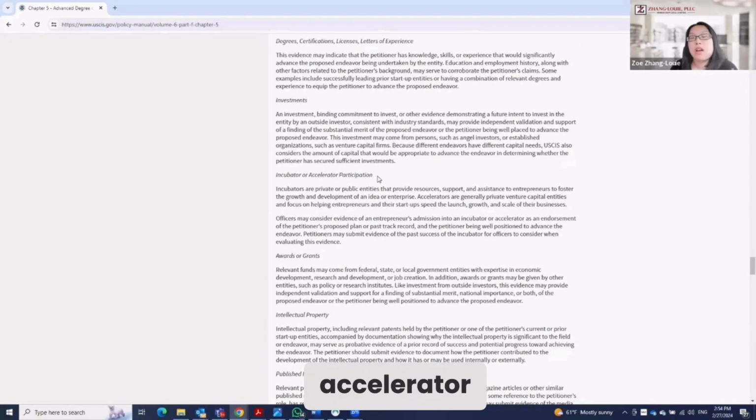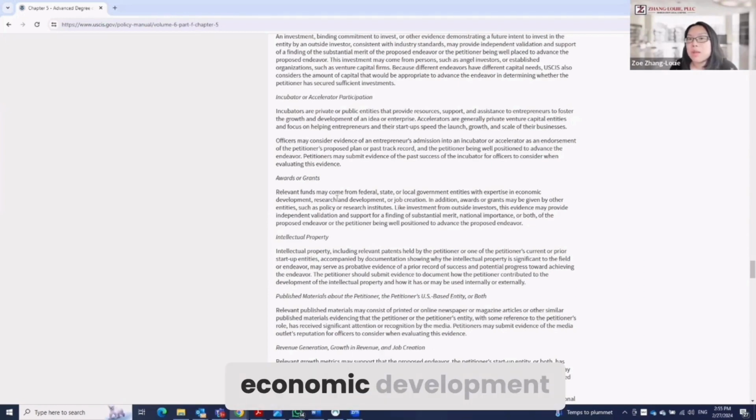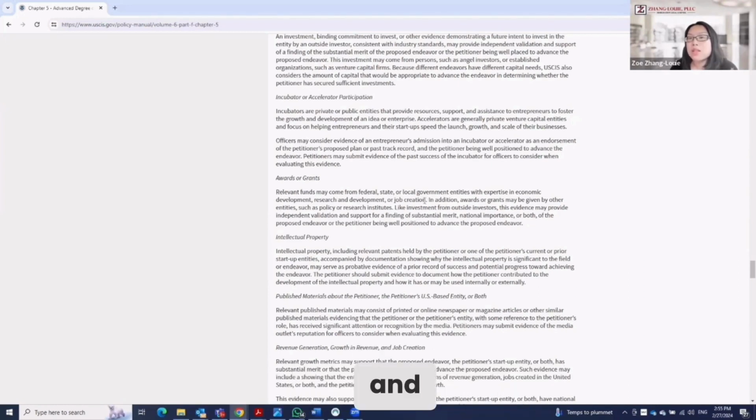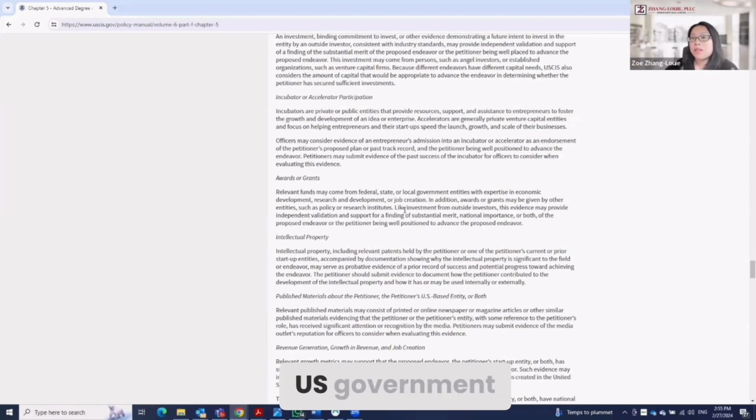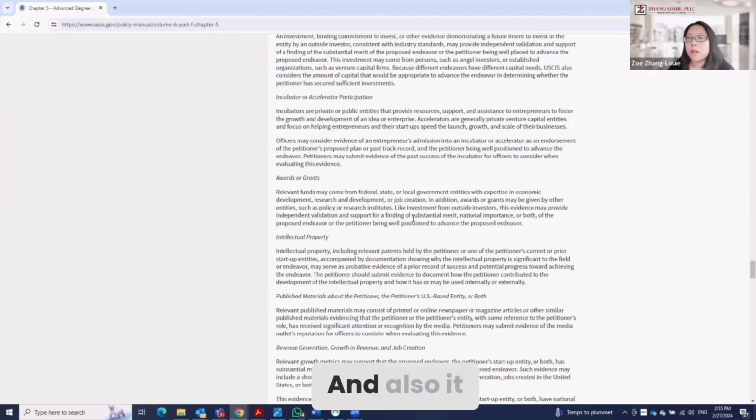Incubator or accelerator participation is also definitely not required. A lot of our clients do not have this to get their NIWs approved. Awards and grants are really good, but also not required. Grants from federal, state, or local government show their interest in economic development, research and development, and job creation. This shows that if the US government is interested in it already, you are at another level of national interest, but it's not required to show. It also goes towards evidence for substantial merit and national importance.